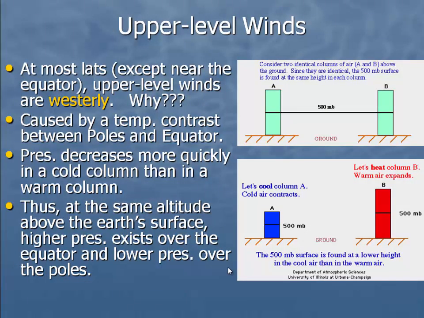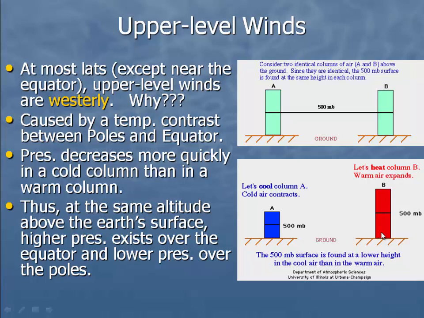All right, we said our three-cell model was not a great depiction of upper level winds. Let's talk about why. Okay, at most latitudes, except right at the equator, upper level winds are westerly. So it doesn't matter if you're at 5 degrees north or 90 degrees north. If you go off the surface of the earth, the wind is going to be from the west to the east, a westerly wind. Why is that the case?